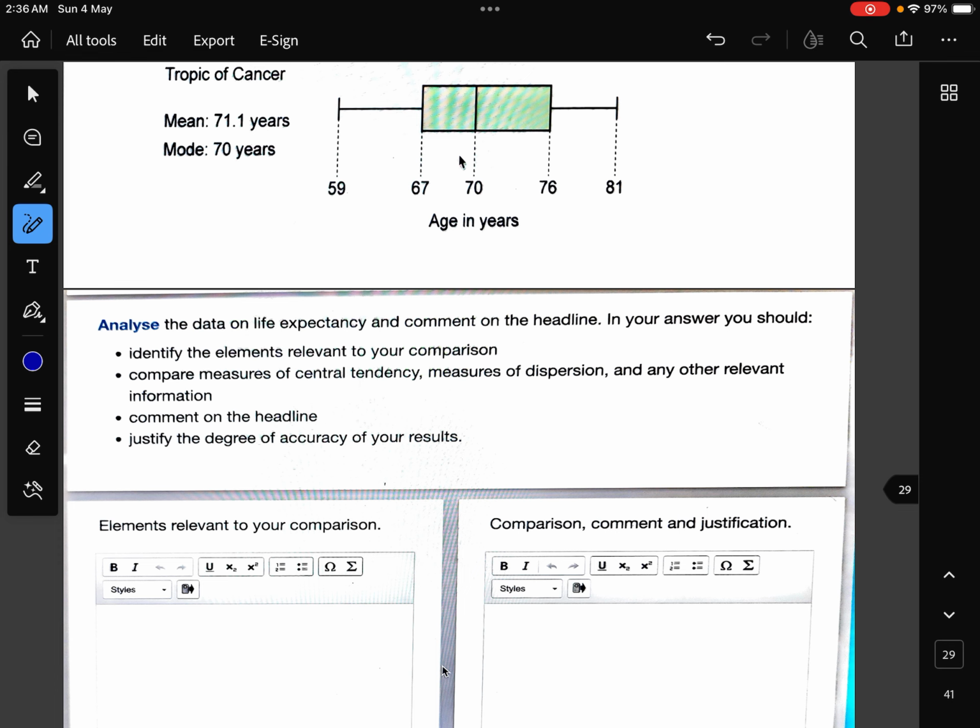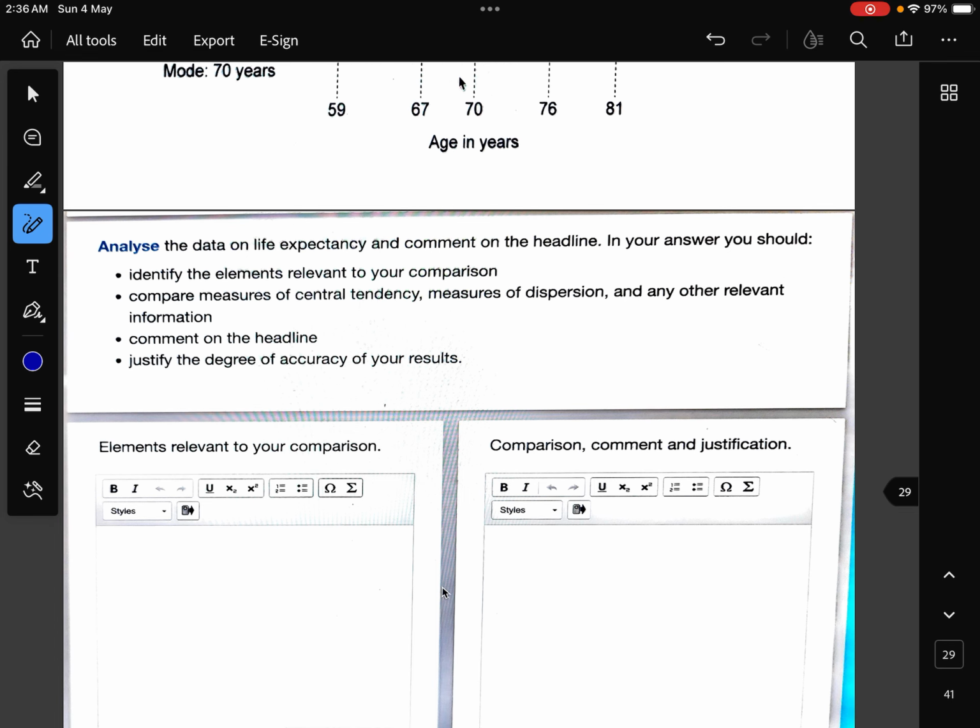Okay, so now this is the part that we need to spend a bit of time on, because I believe this question was worth 10 marks. And the question is basically analyzing the data on life expectancy and comment on the headline, and in your answer you should be identifying the elements relevant to your comparison. Then you will compare the measures of central tendency, which is things like your mean, mode, or median. The measures of dispersion, which is like your range and interquartile range. Then you will comment on the headline and you will justify the degree of accuracy of your results. So these are all very typically part of the criterion D task.